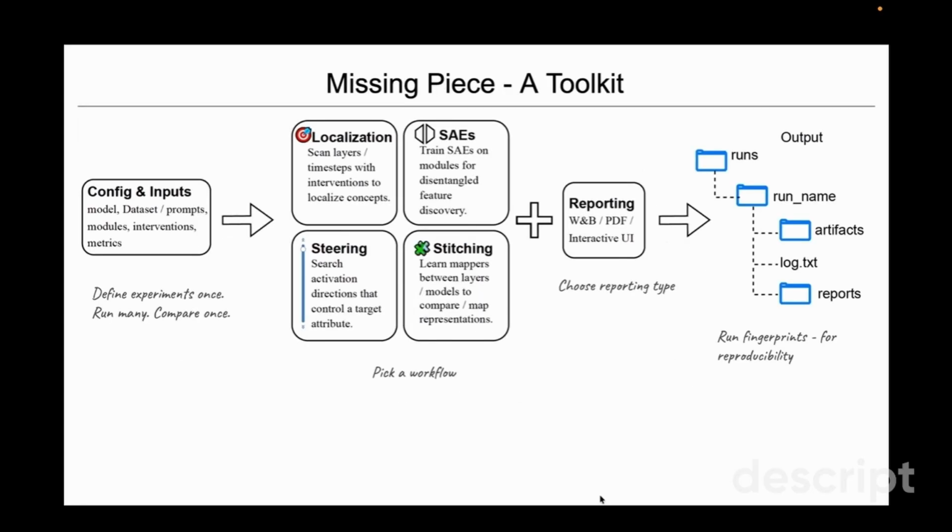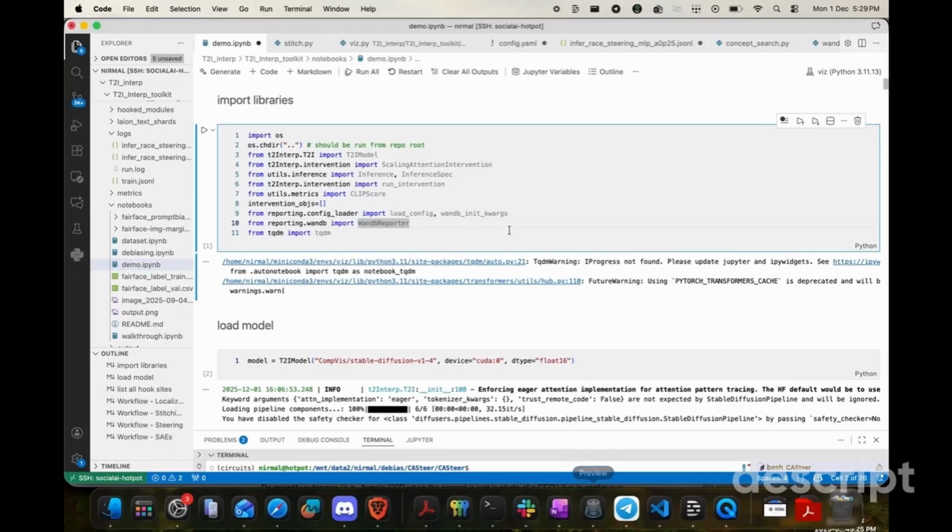So what's missing is a toolkit. Instead of a dozen disconnected scripts, you get a single library where you specify which model, which prompts, which modules you care about, which interventions you want to try and which metrics you want to log. You press go and it runs a bunch of experiments for you. And at the end, you get a structured report that tells you for this task, for this data set, which layers, heads, or steering strength actually worked best, with enough metadata that you or someone else can reproduce it later. Next, I show a demonstration of the toolkit.